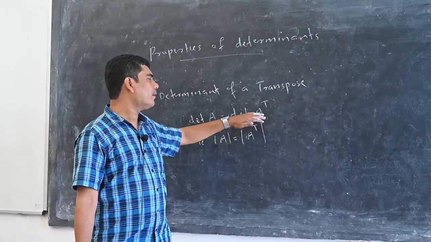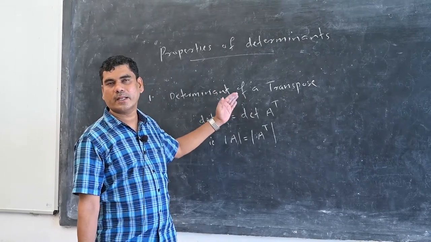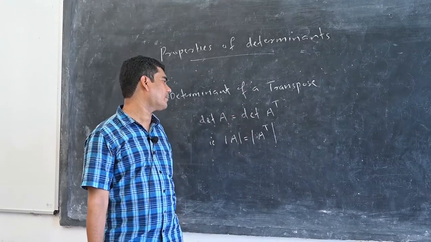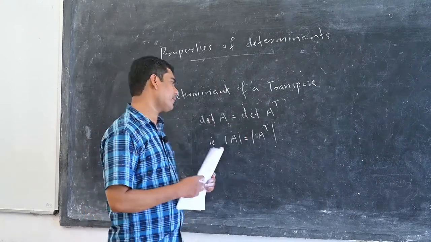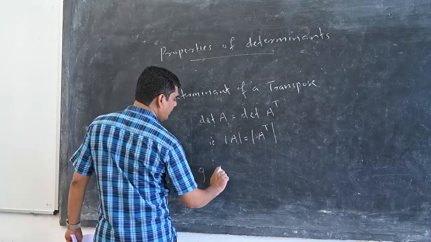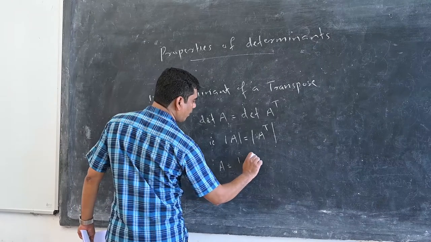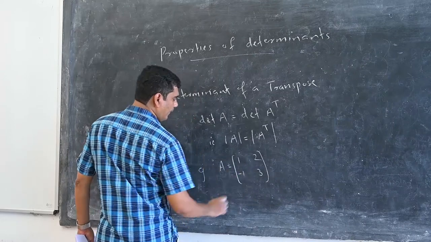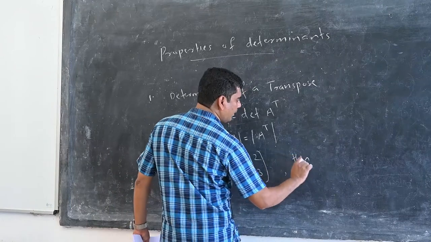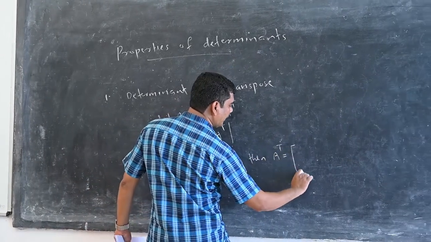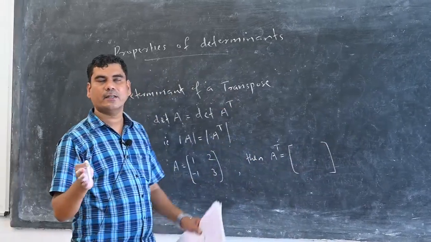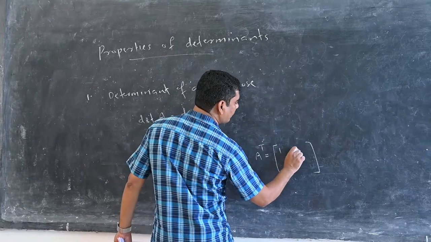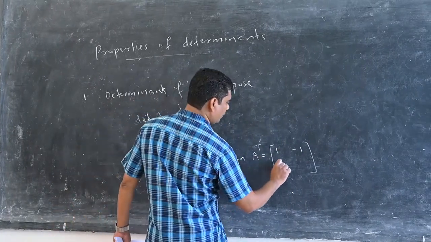Transpose of a matrix means interchange the rows and columns of a matrix. The matrix then obtained is called the transpose of this matrix. Both have the same determinant. Example, A is equal to 1, 2, minus 1, 3. Then A transpose is interchange the rows and columns of A. A transpose is equal to 1, minus 1, 2, 3.